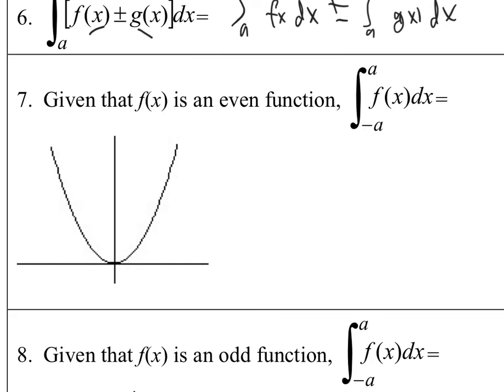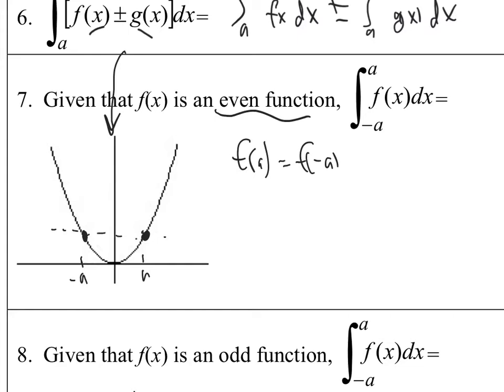Terminology: what does it mean for a function to be even? A function is even if you take f of a and you plug in negative a and you get the exact same image. In other words, symmetry on the y-axis, f of a is equal to f of negative a. The y values are the same. That's even.